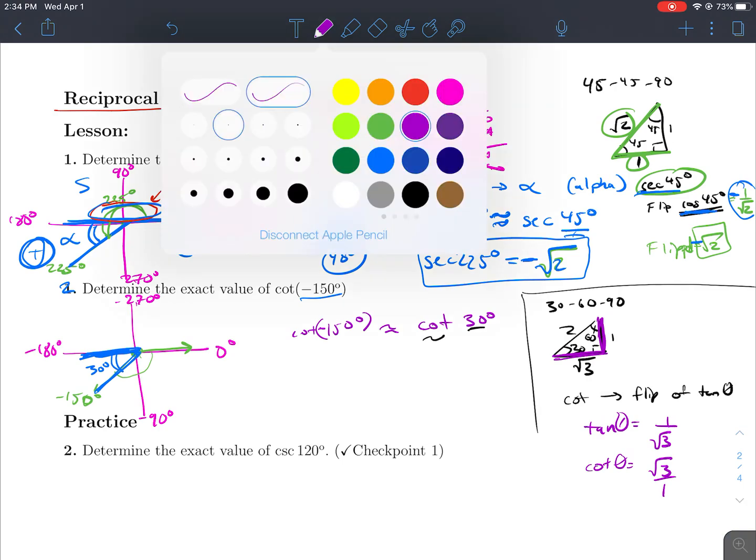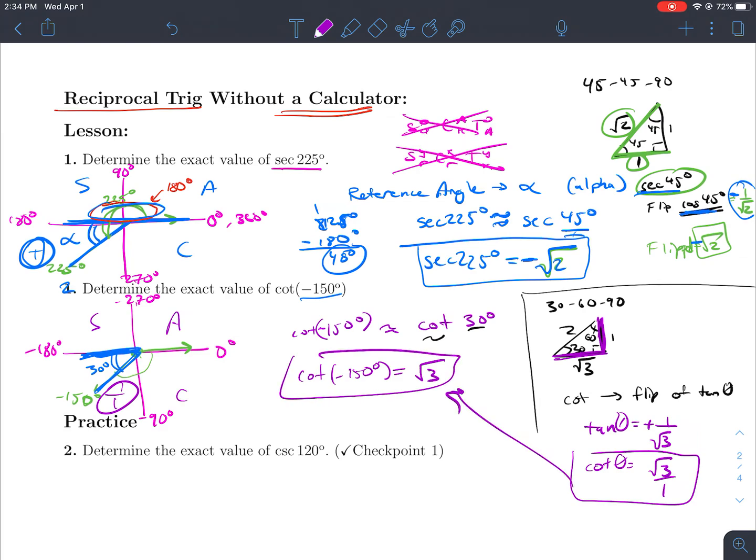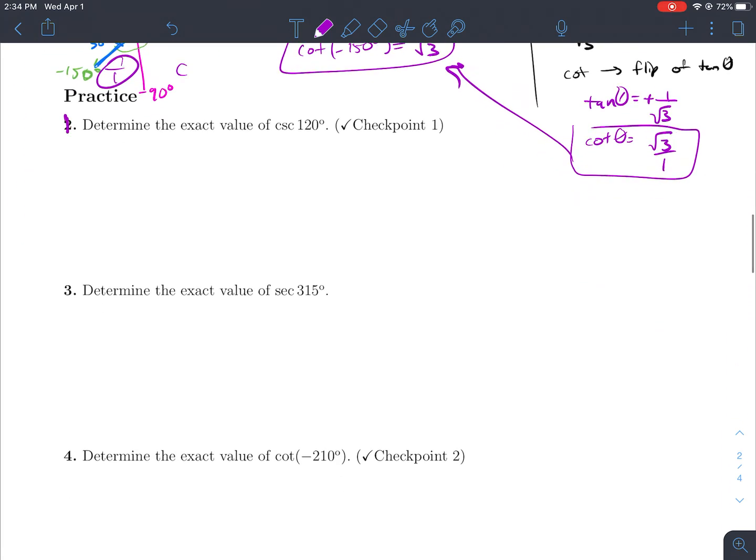Root 3 over 1. But then because we're in the fourth quadrant, let's do an all students take calculus: tangent should be positive, and it is. So just to emphasize that, I'll put a positive there, which means cotangent is positive. So cotangent of negative 150 degrees is equal to positive root 3 over 1, which is just root 3. All right, so to get the hang of this, there are 3 practice problems. They should be numbered 1, 2, and 3. Sorry about that, guys.